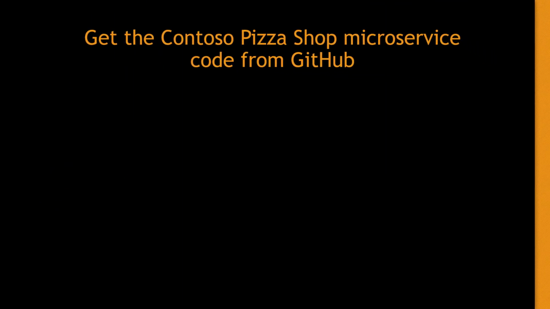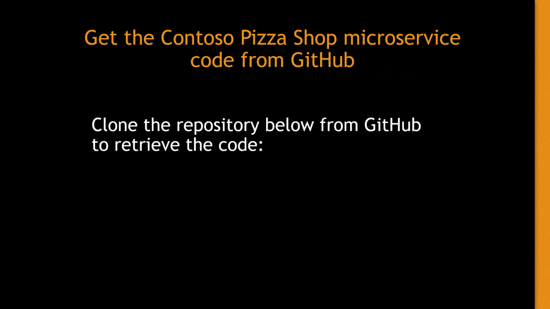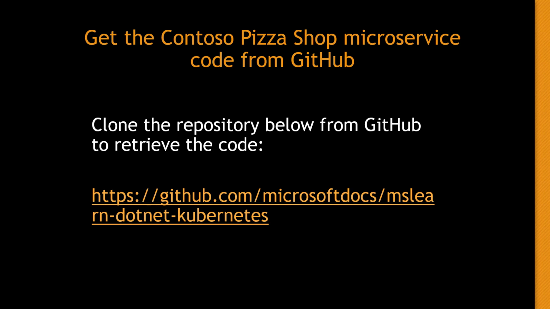Now, the first thing we'll do is to get the Contoso Pizza Shop microservice code from GitHub. So we'll clone the repository from this GitHub source code repository for Microsoft, github.com/MicrosoftDocs/mslearn-dotnet-kubernetes. Accordingly, we will do it on Visual Studio Code. I will open an instance of Visual Studio Code.